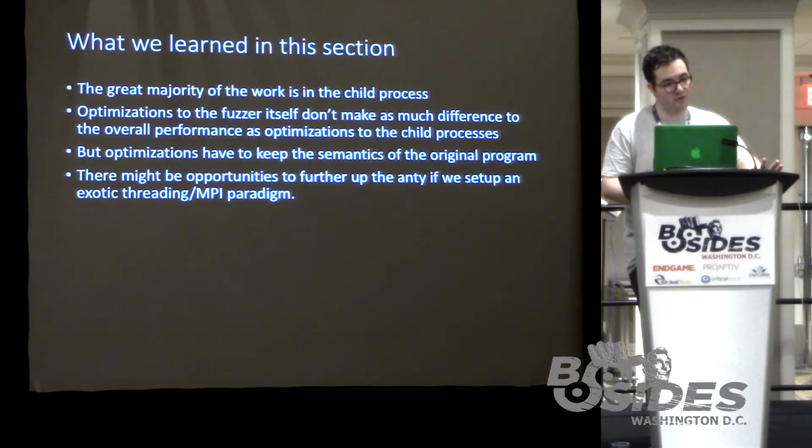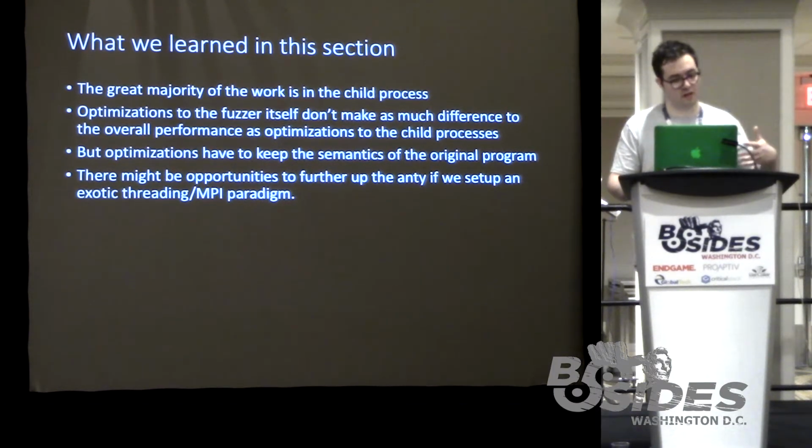So just to sum up, what did we learn in this section? The great majority of work is in the child process. Optimizations to the fuzzer itself don't make as much difference to the overall performance as optimizations to the child processes, but optimizations have to keep the semantics of the original program. There might be opportunities to further up the ante if we set up exotic threading or MPI paradigms, but we're trading a lot of work for the results we get.